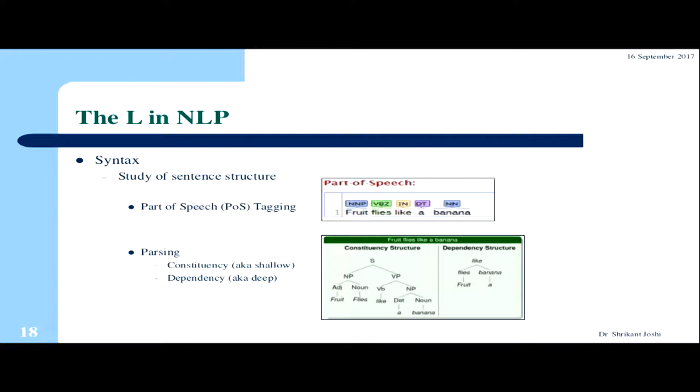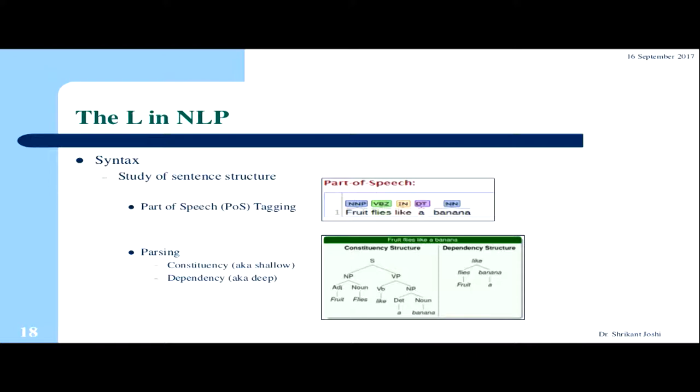Yes, yes, yes. It identifies the main verb, or rather the main element, it may not be a verb all the time, and then identifies how the rest of the elements are attached to it, and what is dependent on it. So, over here it has taken "like" as the main word or main element, and then it says "flies" and "banana" are directly dependent on "like". So, flies like banana, and then they have their own dependents, like "fruit" and "a". So, this is the interpretation of this parsing.